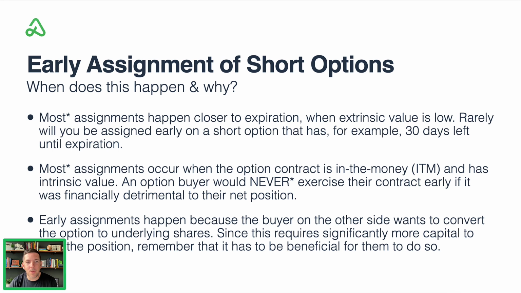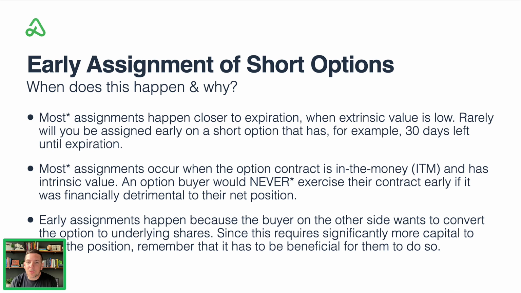The next thing is that most assignments occur when the option contract is in the money and has intrinsic value. We'll go through these again so you understand, and I'll show you some examples. But not only is it going to be closer to expiration, you're also going to find that these contracts are assigned when the option contract itself is in the money. That's really important because you're not going to find that an option contract is assigned out of the money. Again, although somebody could stupidly do it, it just doesn't really happen, because it'd be detrimental to them financially.